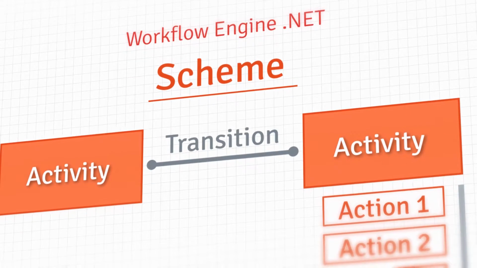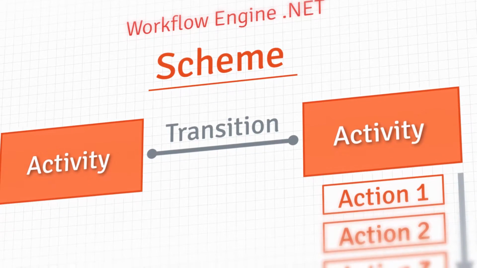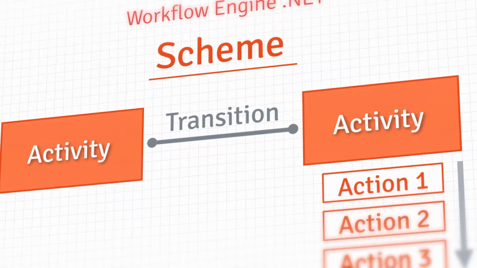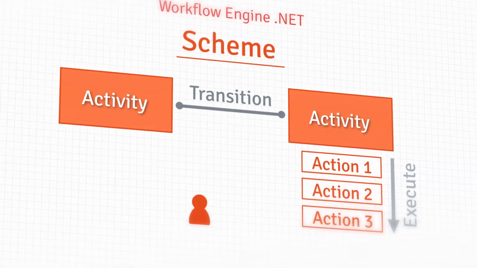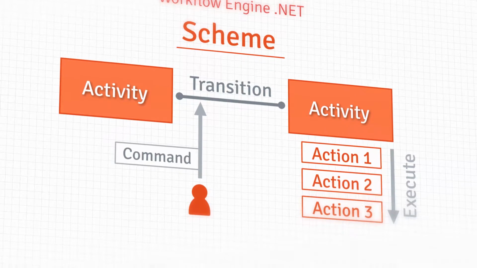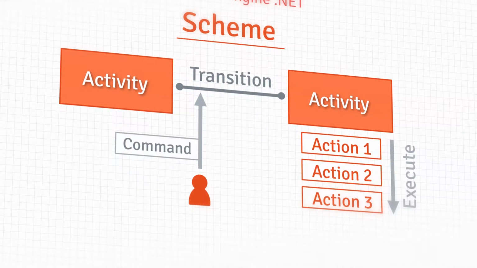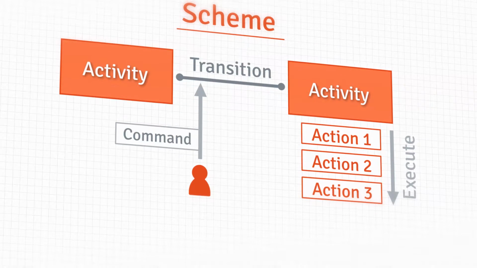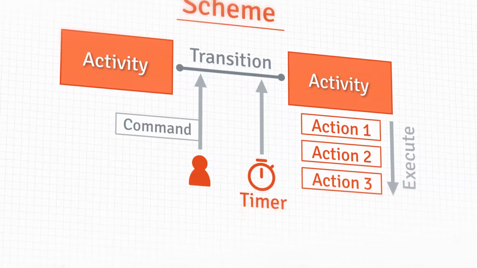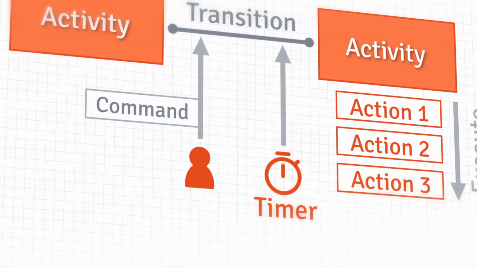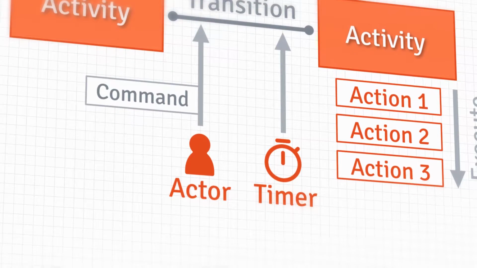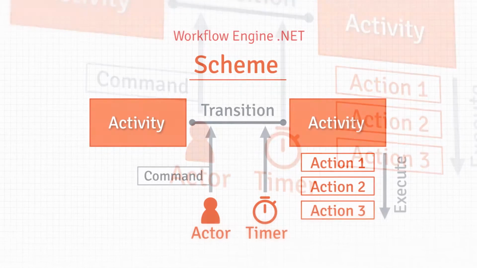Transition between activities, can be executed automatically or triggered by a command or timer. May also contain conditions to help organize the branches of the work process. Command, a user command or an external event that triggers a transition. Timer, an internal event that triggers a transition at a specified time or after a specified time period. Actor, a rule that restricts access to a command.